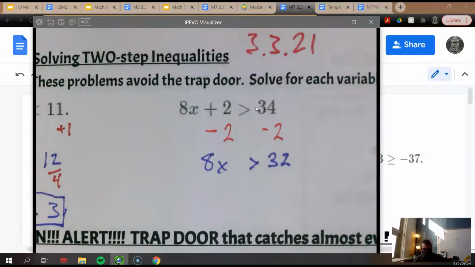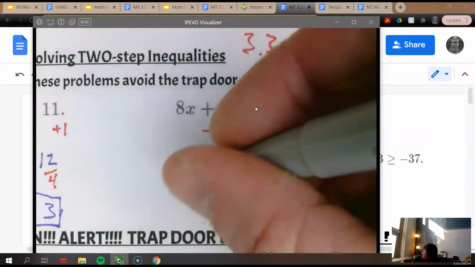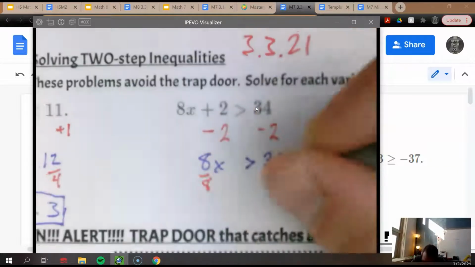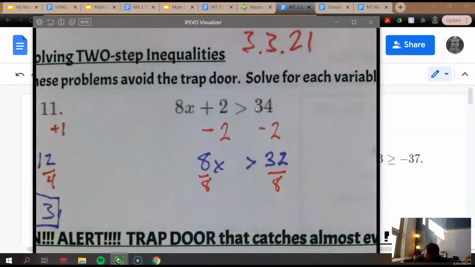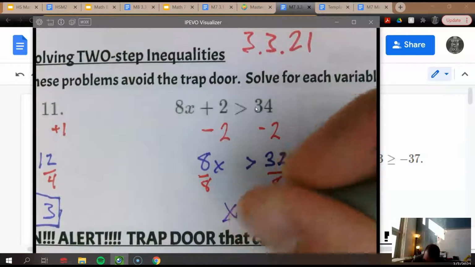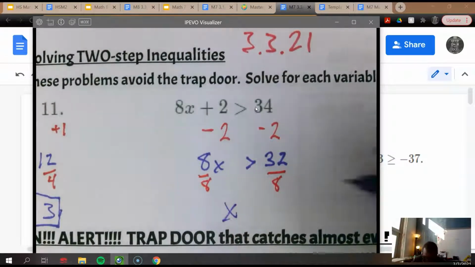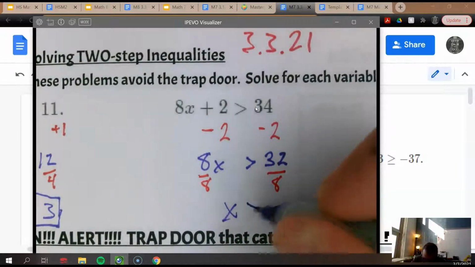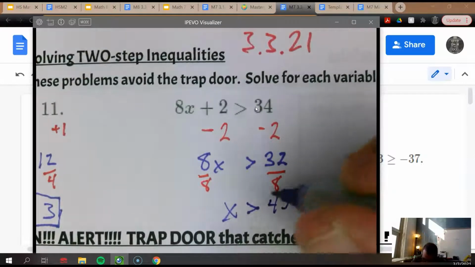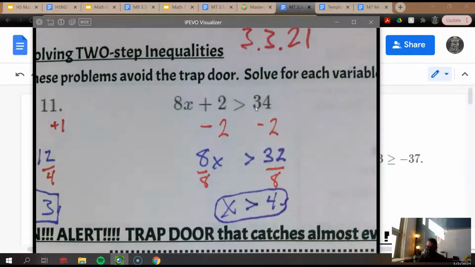Sydney, what do I do now to get 8x to turn into just x? Yeah, divide by 8, and that has to happen on both sides. And that ends up saying x is? Anybody? Greater than 4, right? Be careful, Nate. We can't just say x is 4 because x is actually not allowed to be 4. So it could be 5, 6, 7, 8, 9. We could keep going.